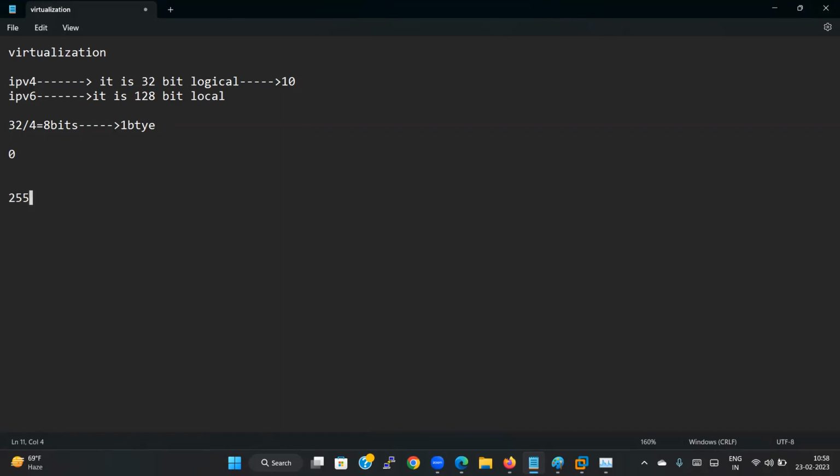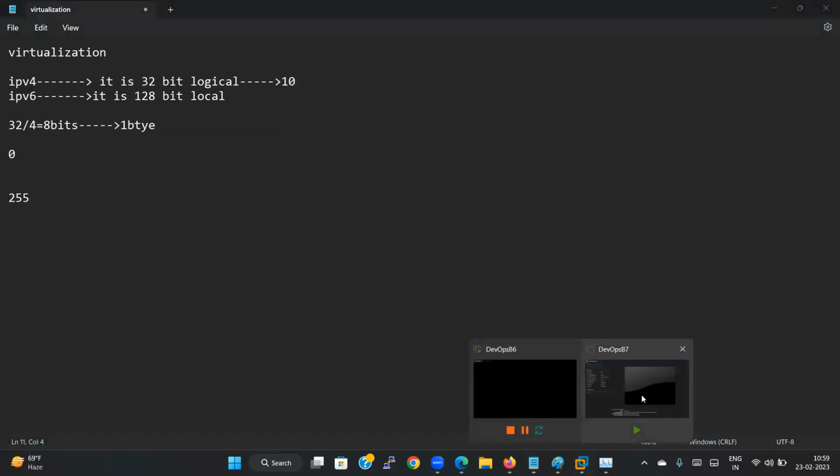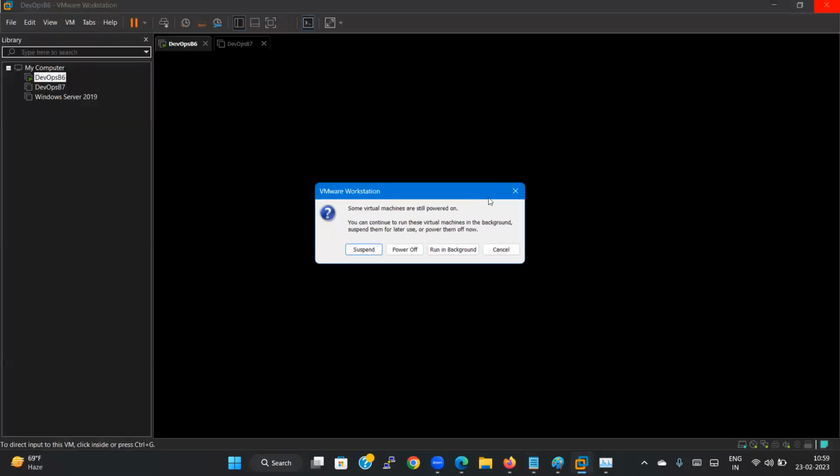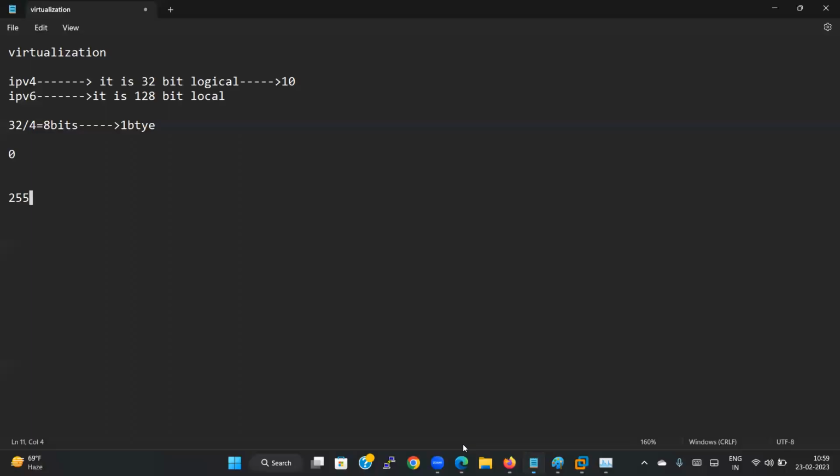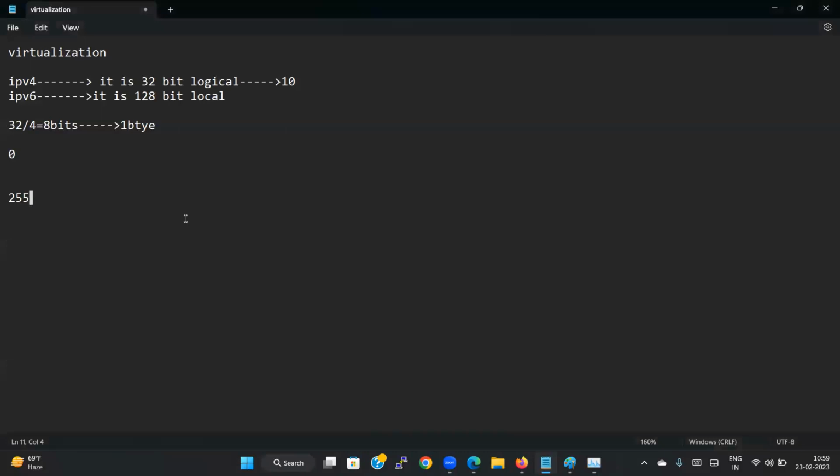Why 255? This is the decimal number which you are seeing. If you convert this decimal number 255 into a binary number, the binary value you are going to get is 8 ones. So whenever you convert this, 8 ones means the largest number will be 255. So IPv4 will range from 0 to 255 in each and every portion.